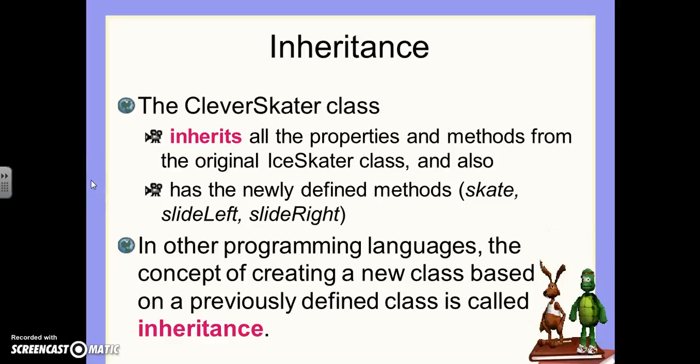Inheritance is a big part of Section 3, and this is one of the big things that you have to be able to grasp when you're going through the material here. The Clever Skater class is going to inherit, which means it's going to take on all of the properties and methods from the original Ice Skater class. And also, make sure that you realize that it has the newly defined methods, skate, slide left, and slide right, already associated with this new class member.